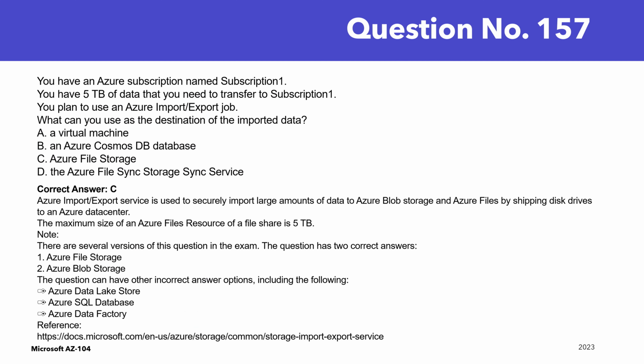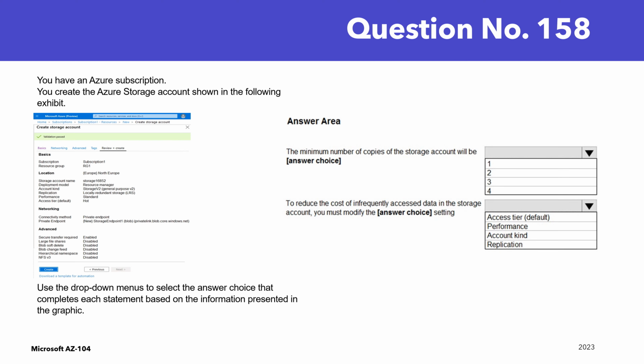You have an Azure subscription named Subscription 1. You have 5 terabytes of data that you need to transfer to Subscription 1. You plan to use an Azure Import/Export job. What can you use as the destination of the imported data? A. A virtual machine. B. An Azure Cosmos DB database. C. Azure File Storage. D. The Azure File Sync Storage Sync service. Correct answer: C.